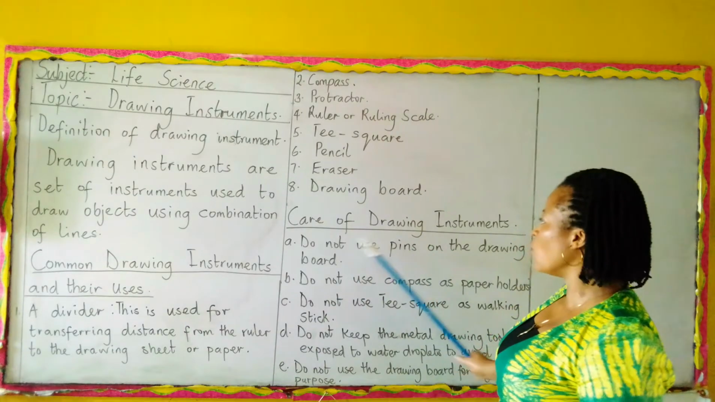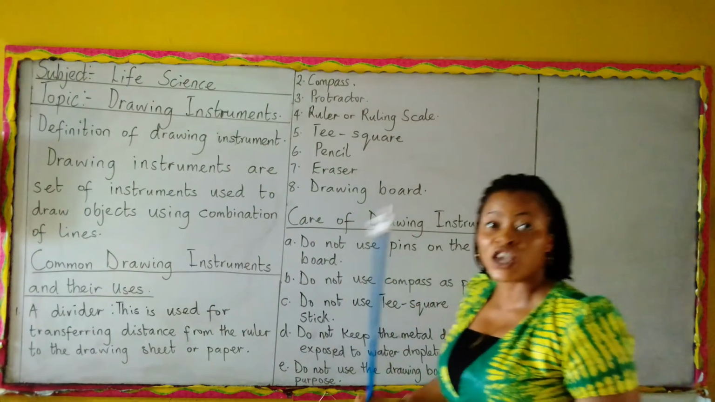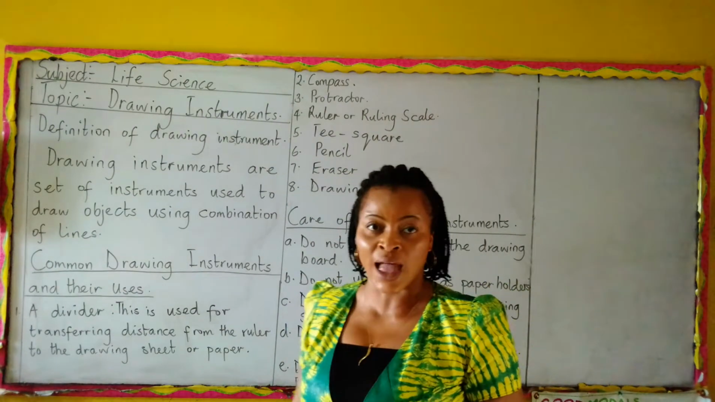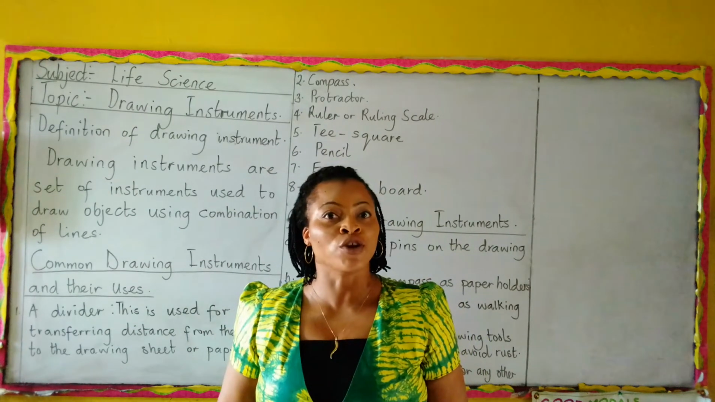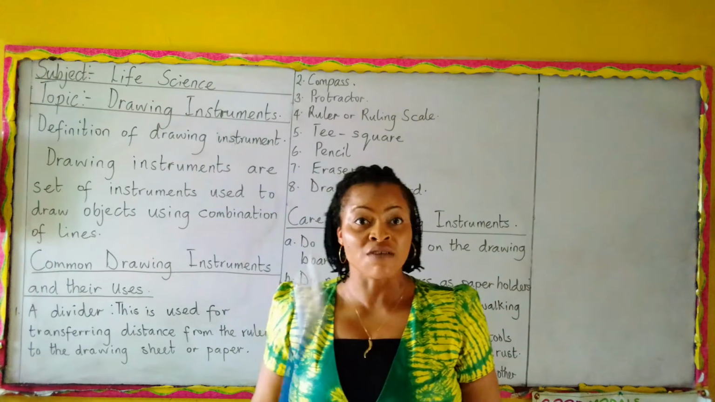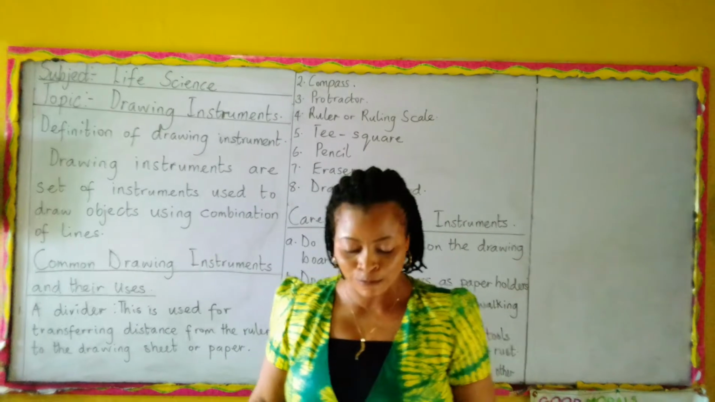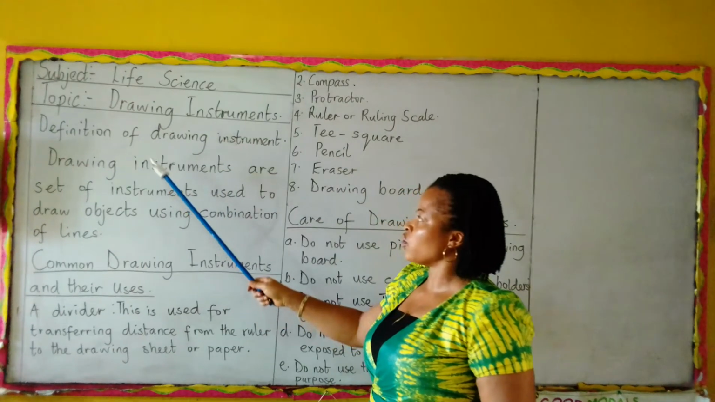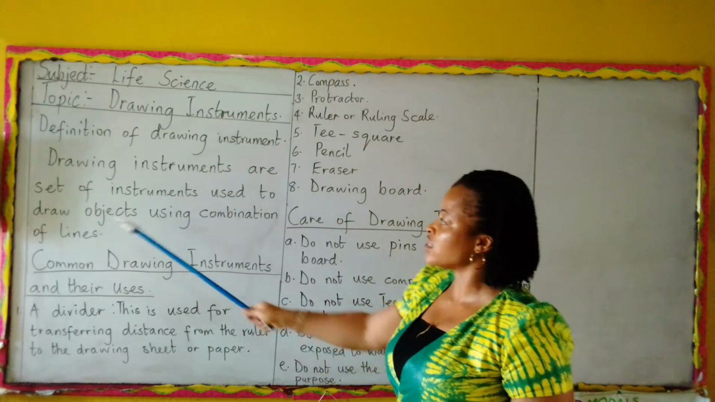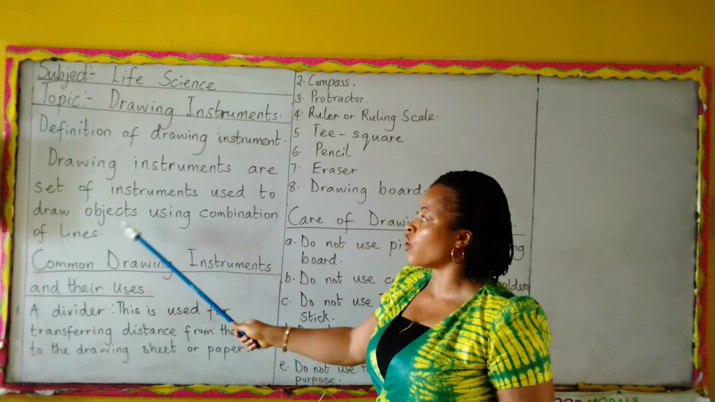And then lastly, we'll look at care of drawing instruments. Whatever we use in life, we must ensure that we maintain it very well for it to last and for you to use it effectively. Do you understand? Good. So today, drawing instruments, as it applies, are a set of instruments used to draw objects using a combination of what?